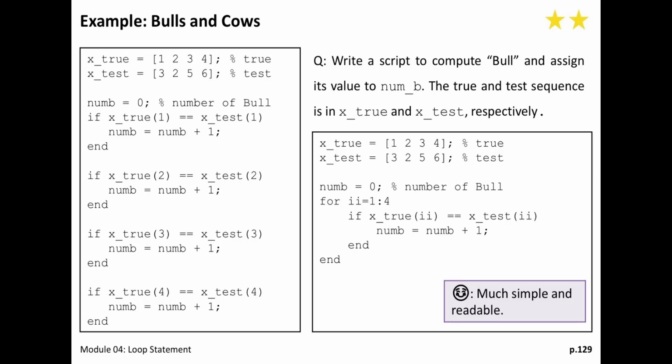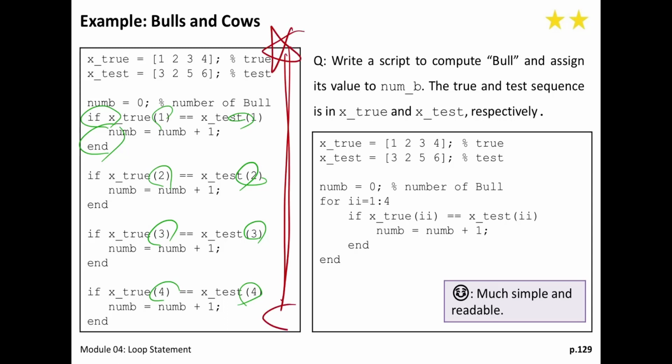We used the if statement to compare the value at each individual location from the two variables, x true and x test. First the first location check, then the second, third, and fourth location checks. Later on, if you see this type of script, you have to come up with a loop solution.